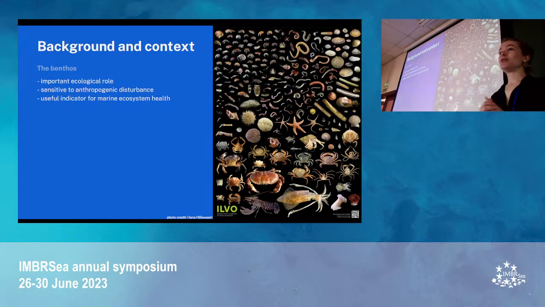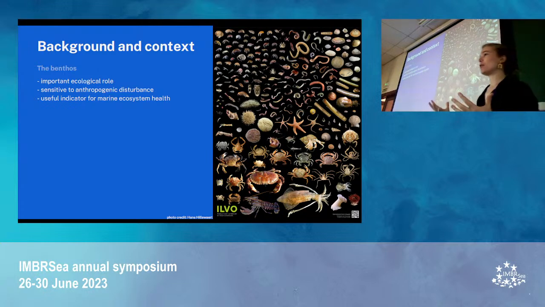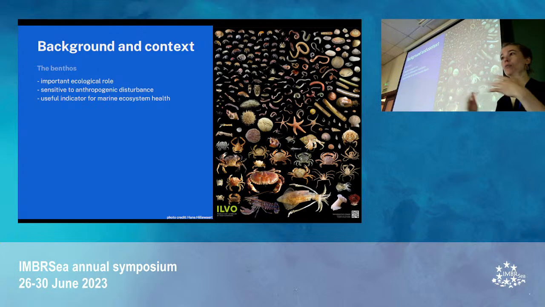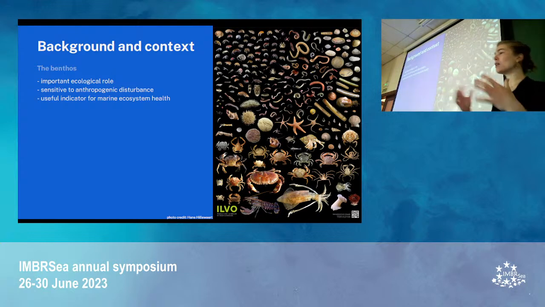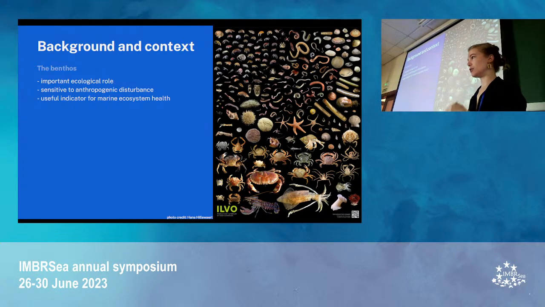And now I'm going to give you a little bit of background. So the benthos is a term which encompasses organisms living on, near, or below the seafloor. Benthic organisms play a really important role in ecosystem function, and they also tend to be sensitive to anthropogenic disturbance. As such, they're an insightful indicator into marine ecosystem health.